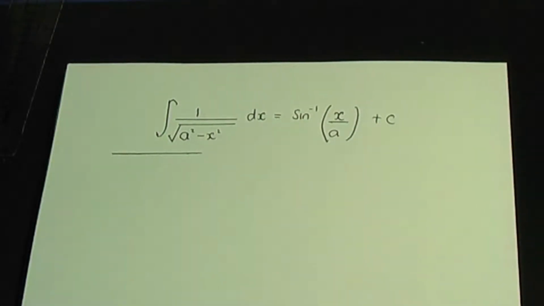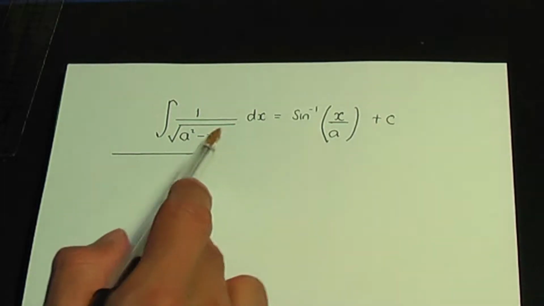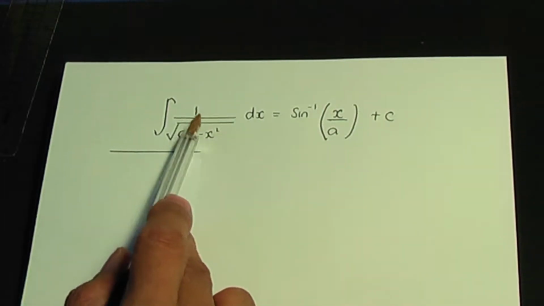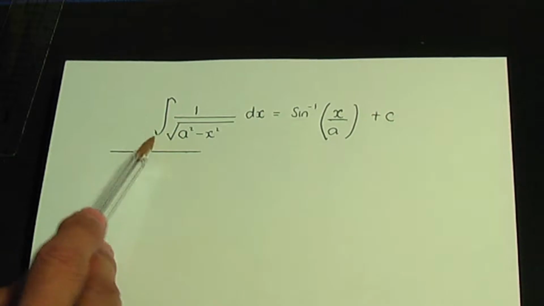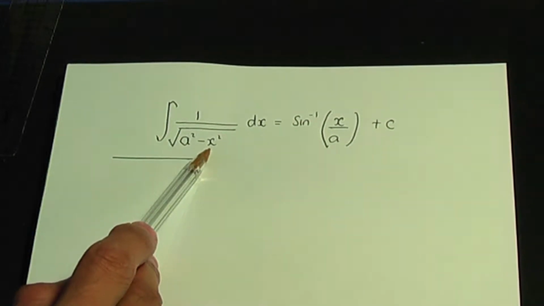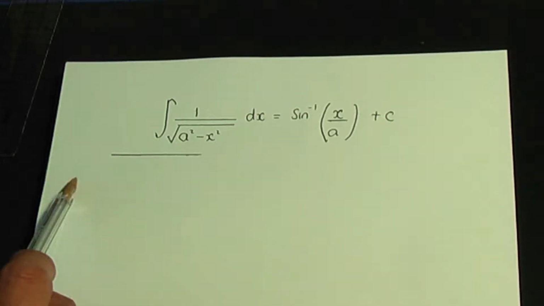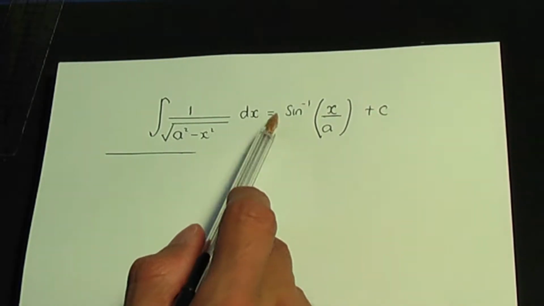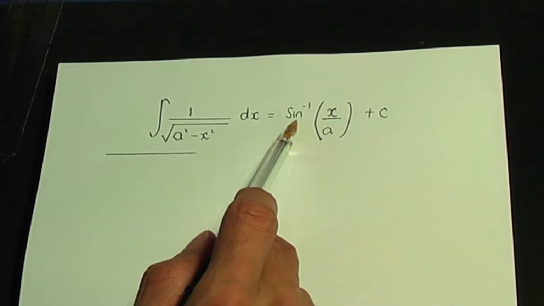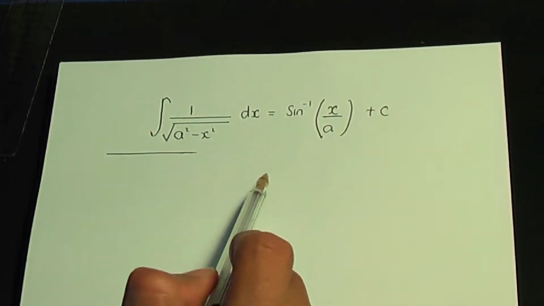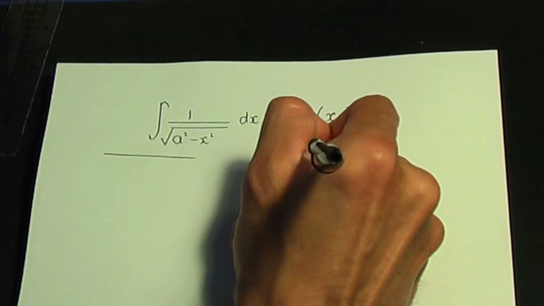Hi there, in this video I'm going to show you how to prove this result. The result being, whenever you integrate 1 over the root of a squared minus x squared, where a is a constant, the answer is sine inverse x over a plus c. So remember, a is a constant.